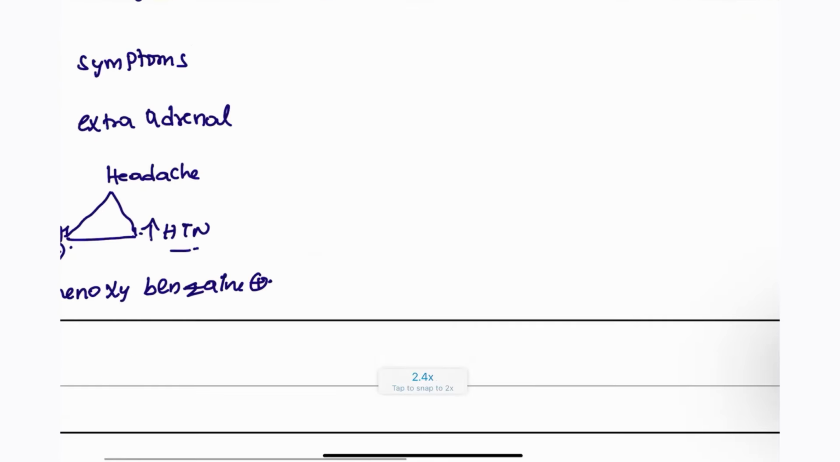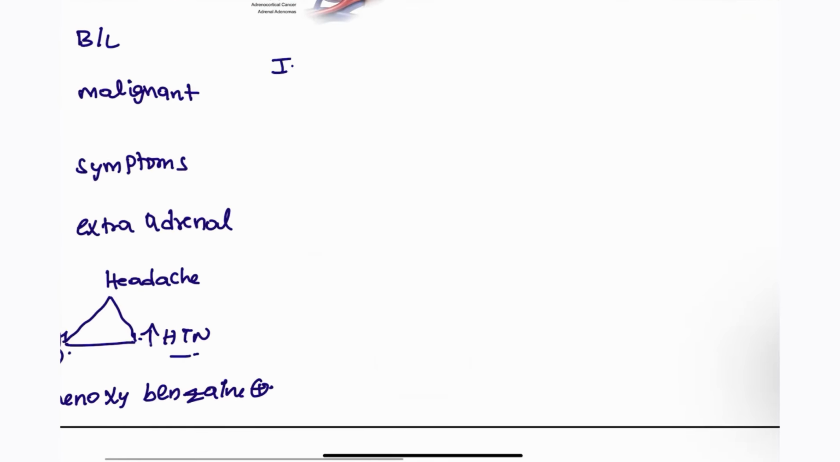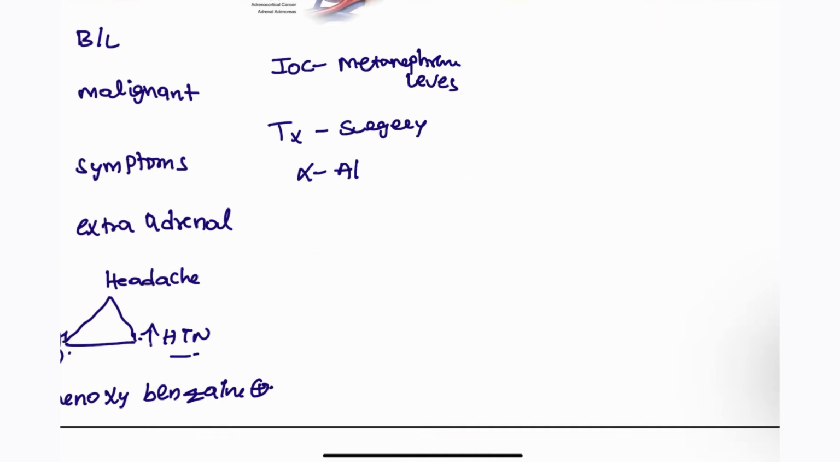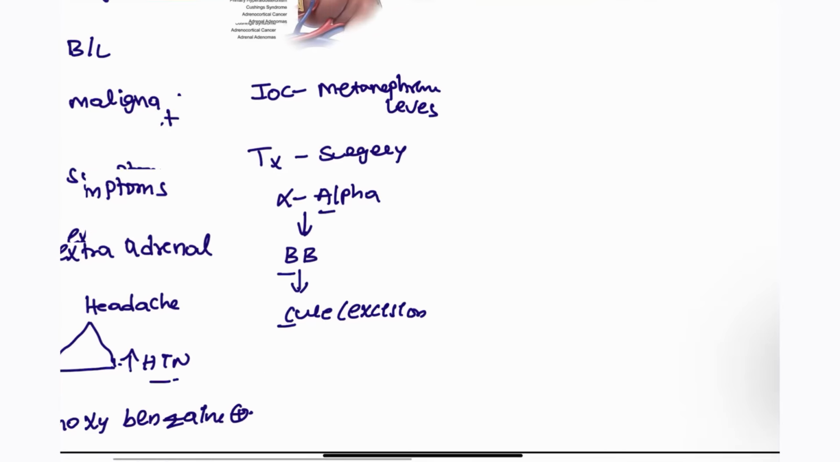And when you want to cure this patient, the investigation of choice is the metanephrine levels. Okay, metanephrine levels should be tested. And treatment is surgery, excision. But during the surgery, you have to first start the alpha drugs, then move to the beta blockers, and then cure. How cure? Excision is the choice, right? A, B, C. Alpha, beta, cure. This is how we are going to proceed.